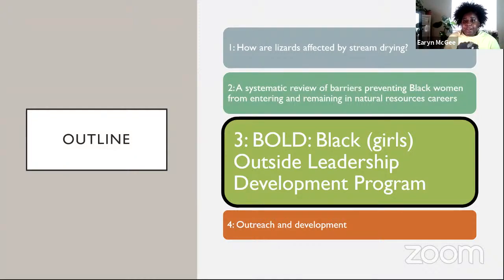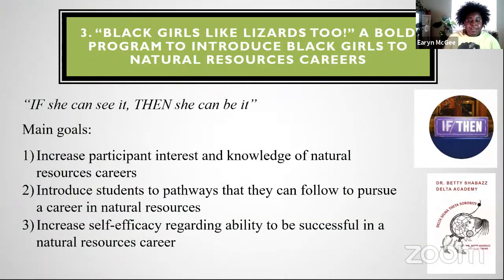So in my third chapter, I developed an outdoor program for Black girls called Bold, and I'm going to tell you guys all about that now. So if she can see it, then she can be it. This was the model of the AAAS If/Then initiative, which funded this program.